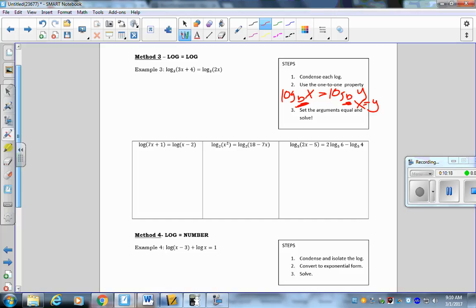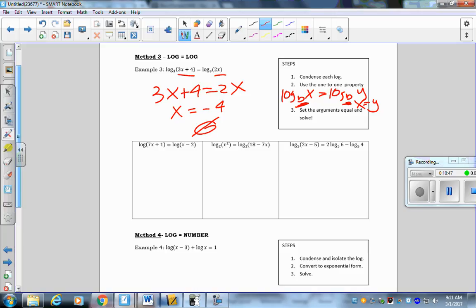3 to the x equals 3 to the fourth. The bases are the same, so x is going to have to equal 4. So as long as my bases are the same, it should work out. So when that's the case, I can just go ahead and take the two sides and put them equal to each other. Right? So now I solve. Subtract 2x, I get x. Subtract 4, I get -4. When I plug that back in, it won't work. So this one is a no solution.